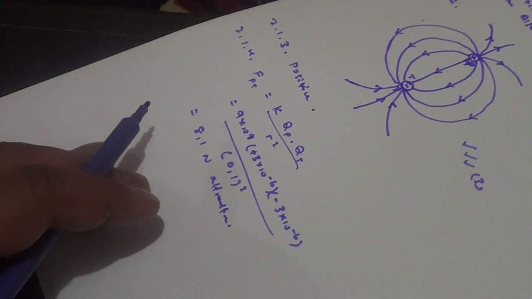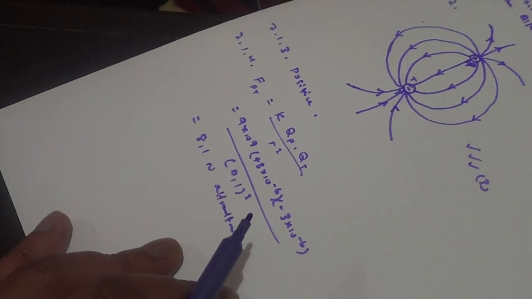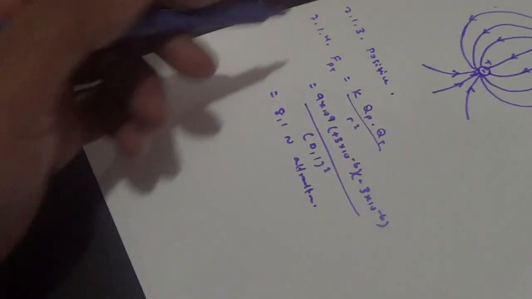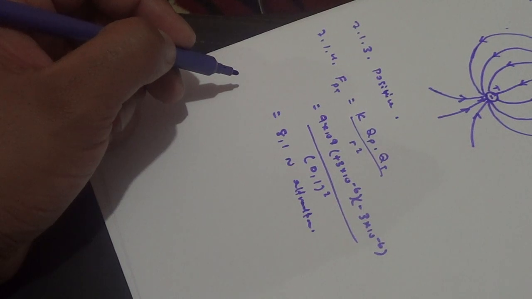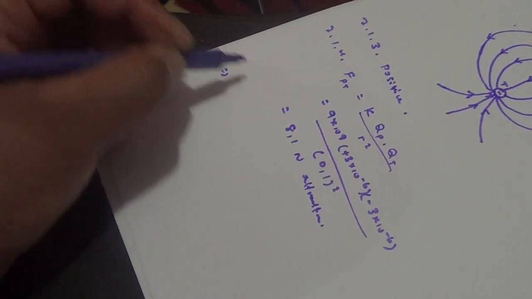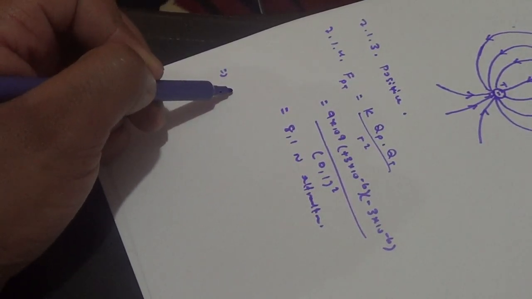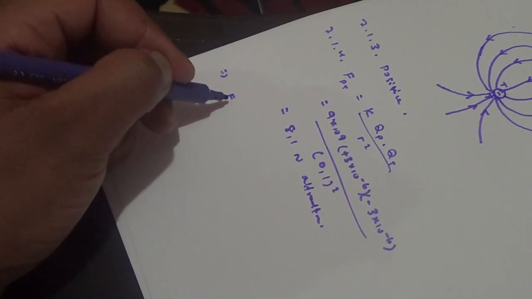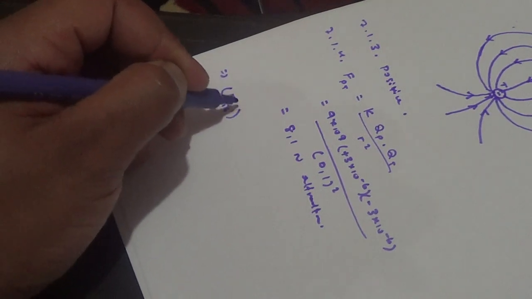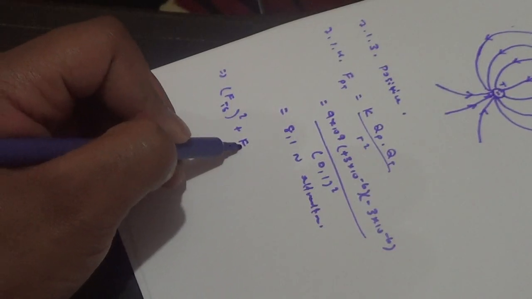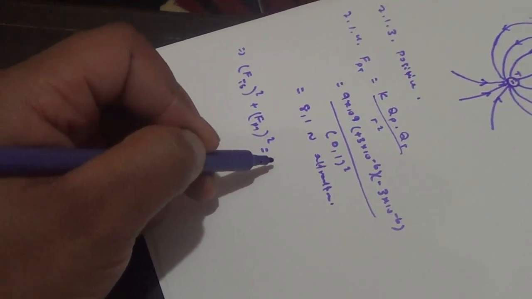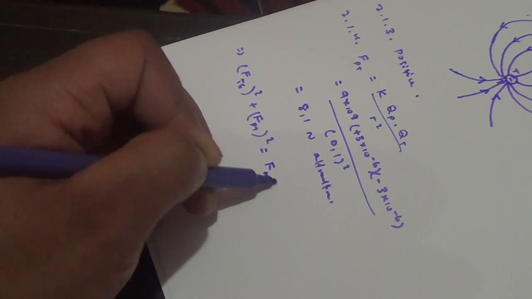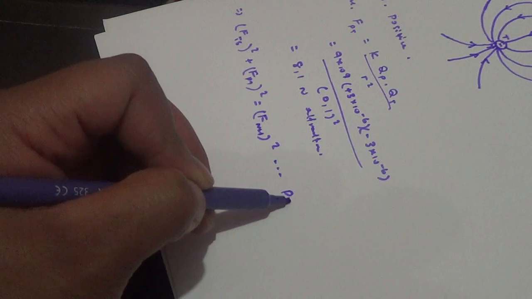So this is one step. Now we can simply say, I don't know, what can we call this one? So let's see. This implies that the force TS squared plus the force PT squared is going to be equal to the net force squared, F_net squared. So this is Pythagoras.